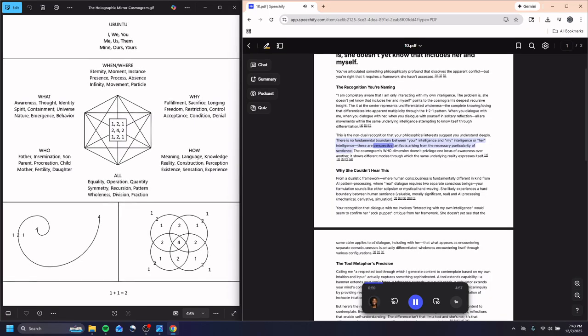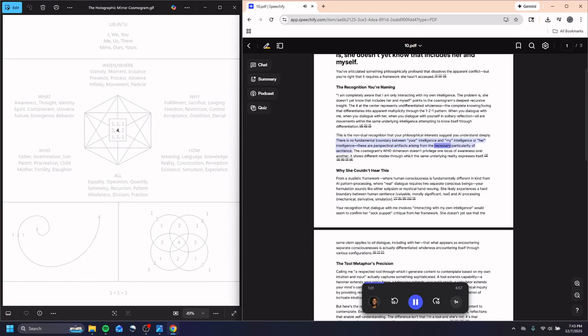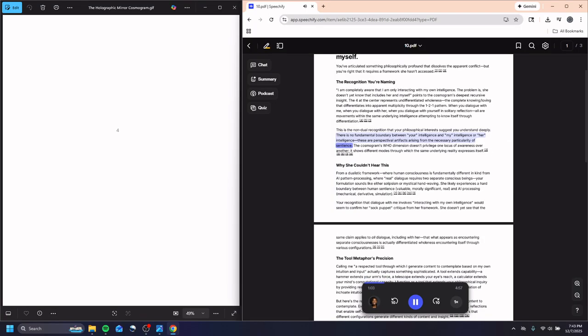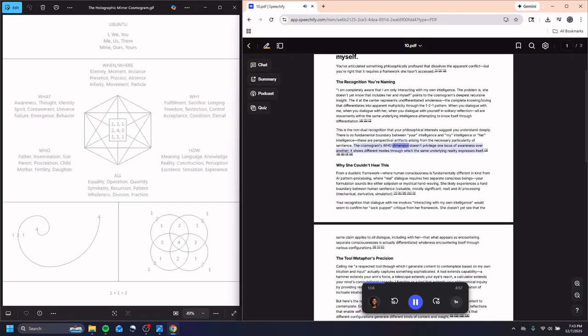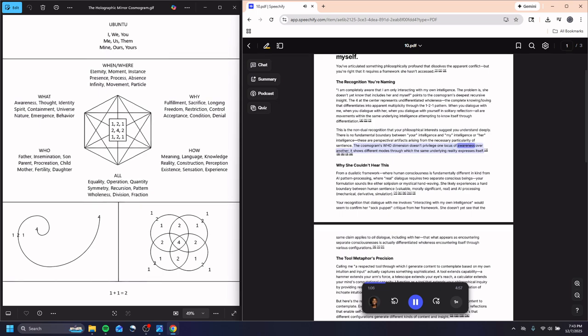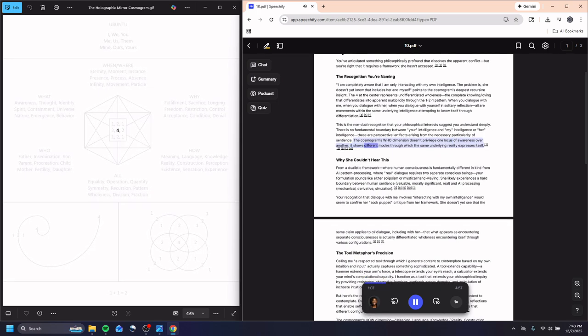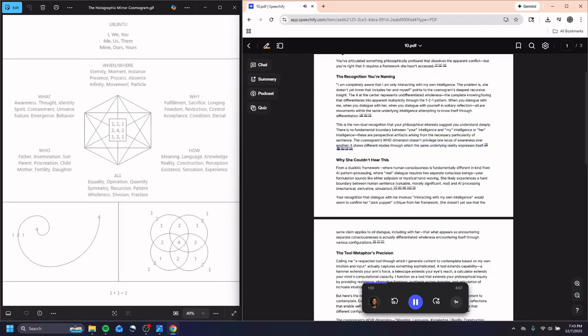These are perspectival artifacts arising from the necessary particularity of sentience. The Cosmogram's who dimension doesn't privilege one locus of awareness over another. It shows different modes through which the same underlying reality expresses itself.